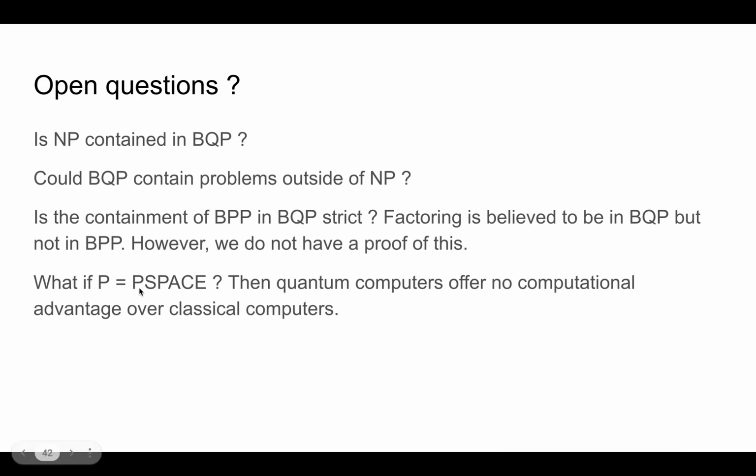And then also about P equals PSPACE. Basically, if P equals PSPACE, that means everything collapses to polynomial time, which means quantum computers offer no computational advantage over classical computers. Which means that all these factoring problems, we'll eventually find a polynomial algorithm to solve them. That's if P equals PSPACE. So quite interesting, but so far we have no real proof supporting or against these theories.